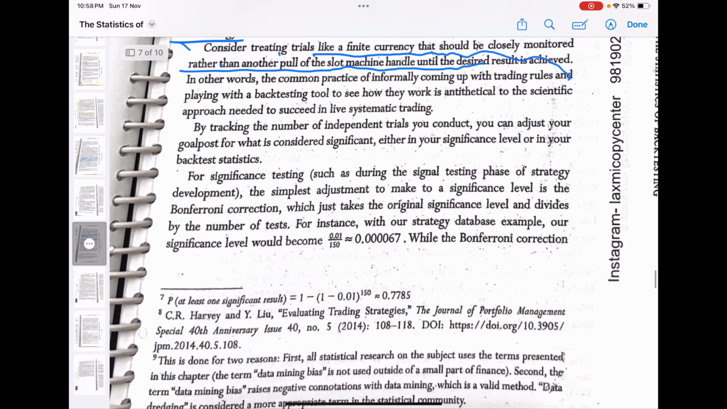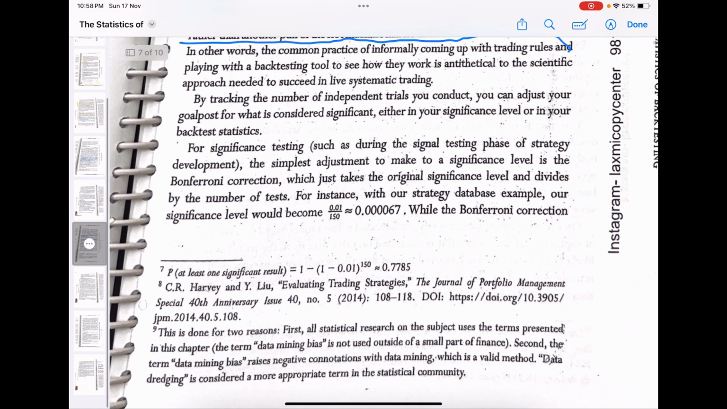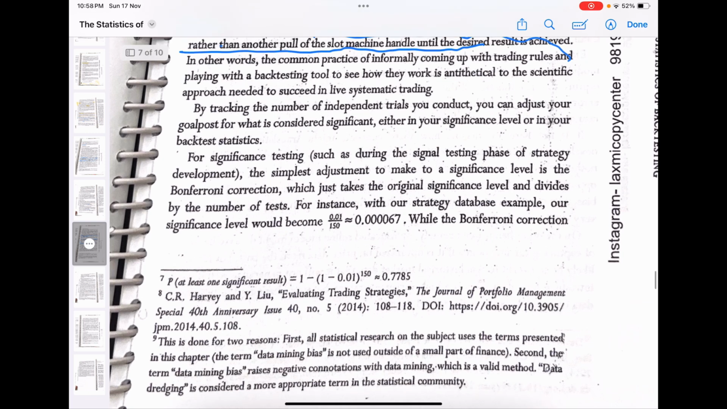So obviously, just because we know that back testing means that real money is not going away, you can keep loading in money and do all of that stuff, but you realistically cannot be doing that even in back testing because you will not be doing that with your real money, right? So the common practice of informally coming up with trading rules and playing with a back testing tool to see how they work is antithetical to the scientific approach needed to succeed in live trading, systematic trading.